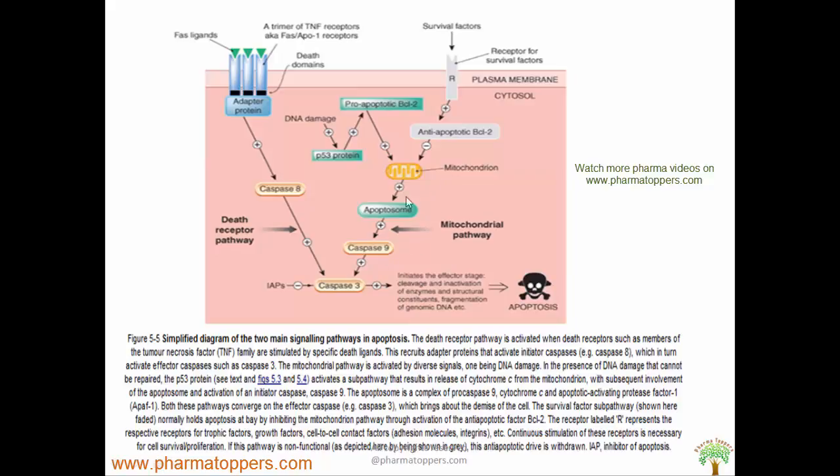The survival factor sub pathway normally holds apoptosis at bay by inhibiting the mitochondrial pathway through the activation of the anti-apoptotic factor, that is BCL2. So the receptor labeled R represents the respective trophic factors or growth factors, and cell-to-cell contact factors like integrins, etc. Continuous stimulation of this receptor is necessary for cell survival or proliferation.